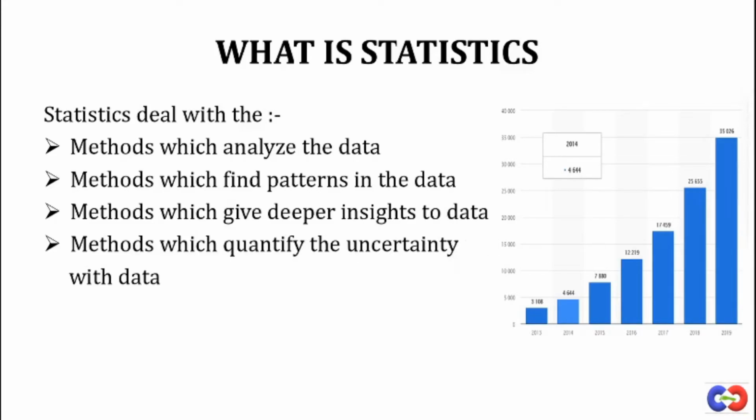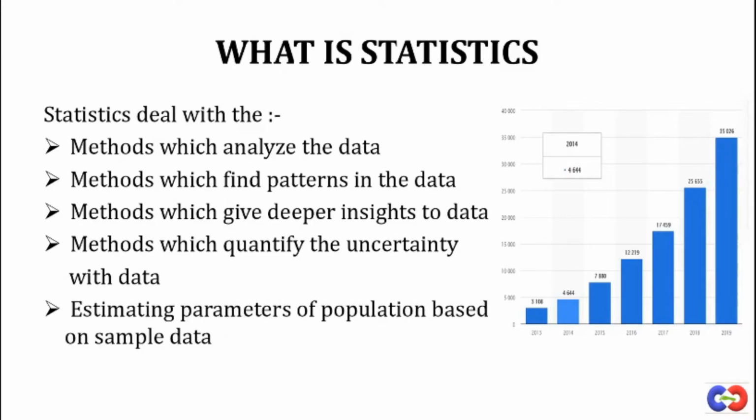It also deals with the methods which quantify the uncertainty with the data. When we say uncertainty, we are talking about the hypothesis. Statistics will help us in defining the hypothesis. With the help of data, we either reject the hypothesis or we accept the hypothesis. Statistics will help us in estimating the parameters of the population based on the sample data. If you have the sample data, then you can predict on the population. So these are the advantages and overview of statistics.